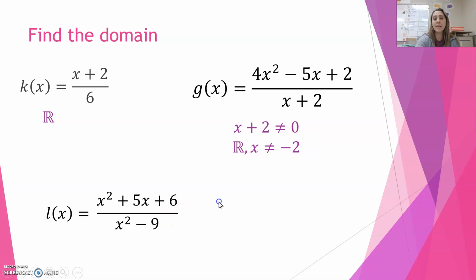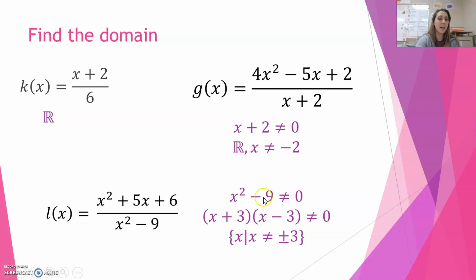This one was a little more complicated. We needed to set the denominator x squared minus 9 not equal to 0. That does factor, so we get x plus 3 times x minus 3 is not equal to 0. We set each factor not equal to 0 and solve. And so we end up with all real numbers such that x does not equal plus or minus 3. You could have put positive 3 and negative 3. This is just a little bit more shorthand, and as I've said before, I'm always going to take the lazy way out and write it as short as possible.